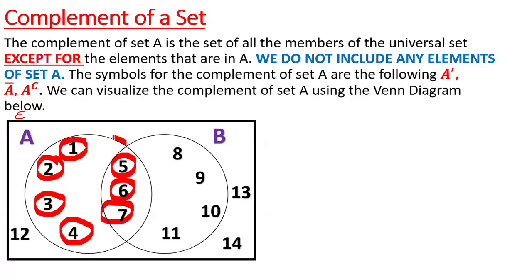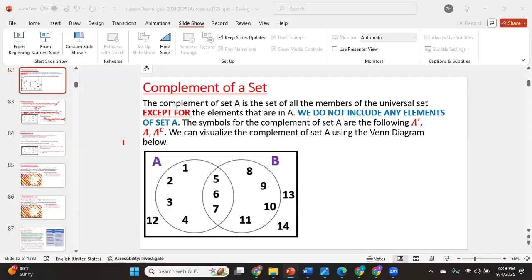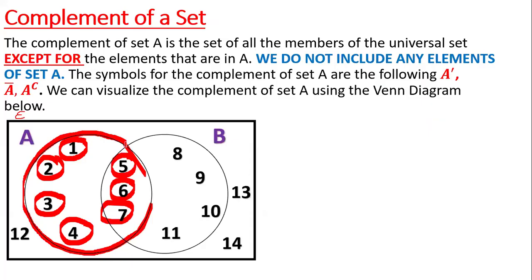So that means this whole circle right there, this whole thing right there, we do not include. You do not include it in the complement. So for the complement, you do not include set A itself. So that means that we cannot include anything inside the set. Okay.